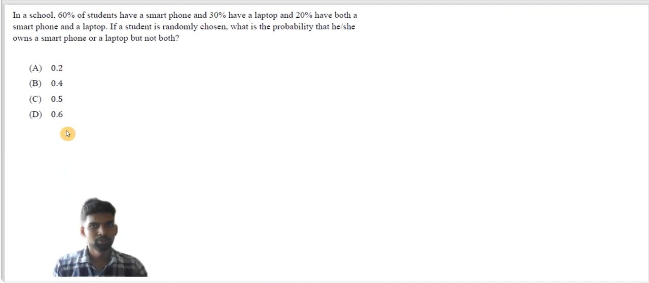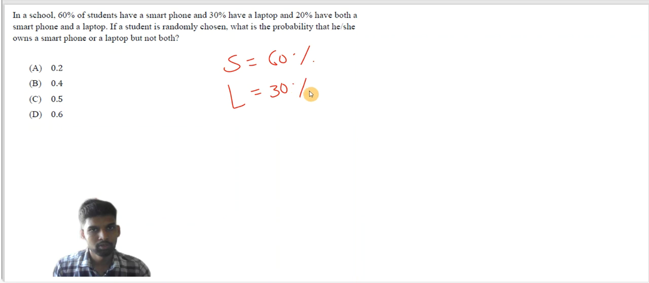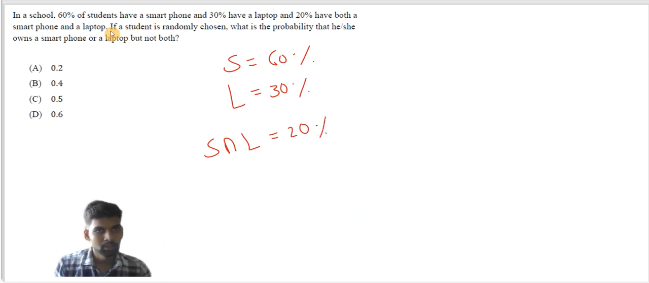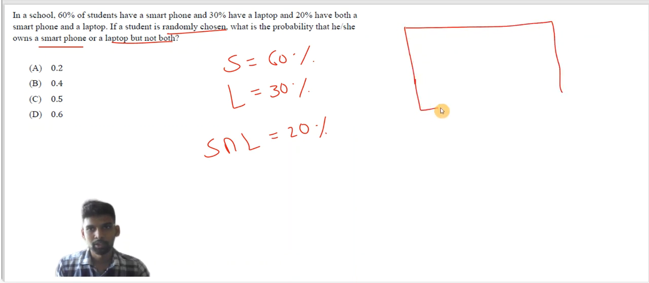Then the last question for this video is, in a school 60% of students have a smartphone and 30% of students have a laptop, and 20% have both, that is S intersection L is 20%. If a student is randomly chosen, what is the probability that he or she owns a smartphone or a laptop but not both? Okay, so suppose this is our sample space.